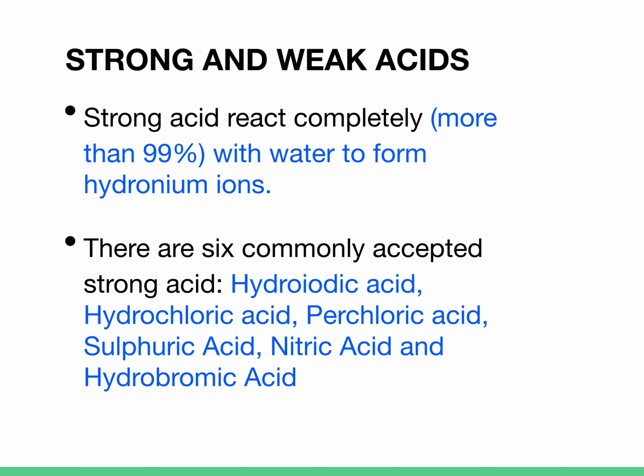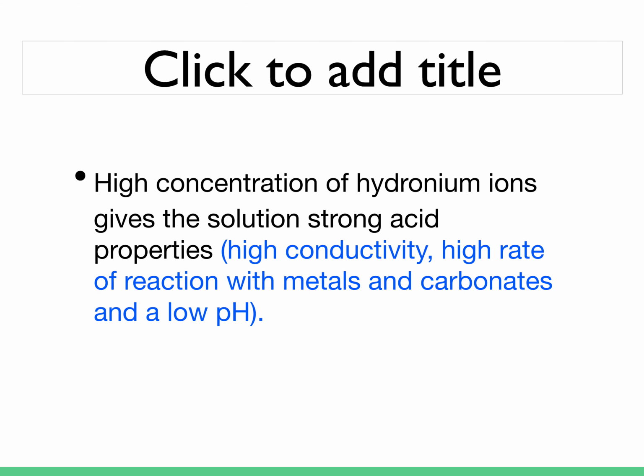There are 6 strong acids we need to know in high school: hydroiodic acid, hydrochloric acid, perchloric acid, sulphuric acid, nitric acid, and hydrobromic acid. A high concentration of hydronium ions also means it has strong acidic properties. So we know that acids, because they create ions, conduct electricity. Strong acids will be highly conductive. They will react with metals quickly. They will have lower pHs.